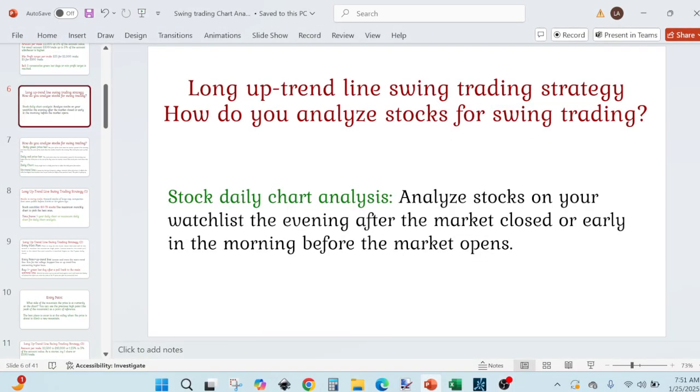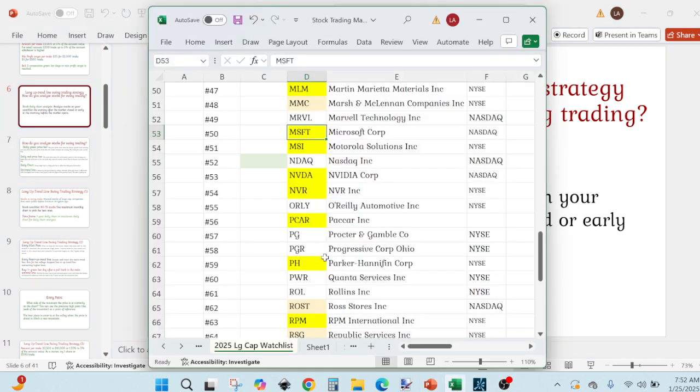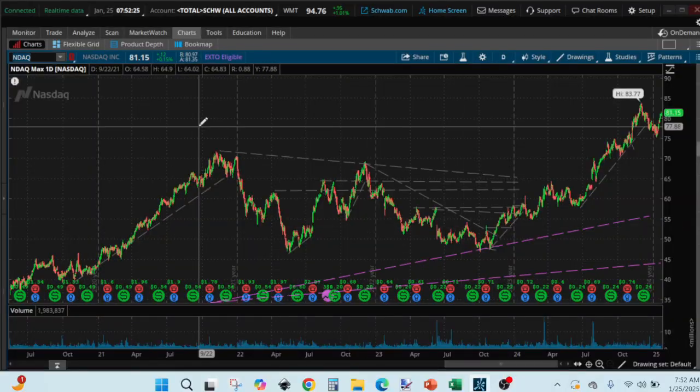Hello, how do you analyze stocks for swing trading using the long up to long swing trading strategy? We have our stock watch list that we are going to continue analyzing, just to give you an example of how you can analyze your chart if you are new to it, and just keep learning from there and getting your own experience. So the next one we are going to analyze is NDAQ.